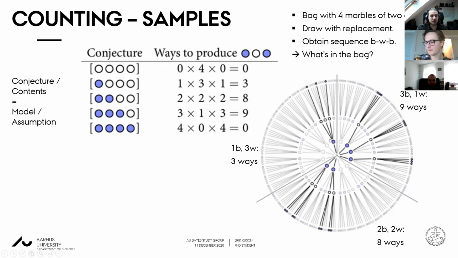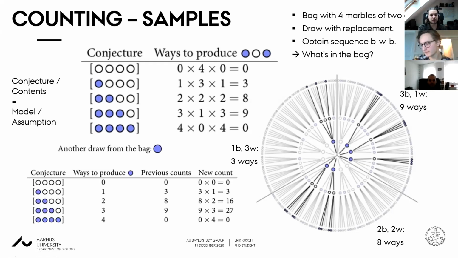Now, you can do this for everything that you have, at least in these binary settings. You can draw these different paths, but it gets very complicated very fast, so it doesn't scale very well, at least if you do the visual interpretation of it. Because now if you add another draw from the bag, so this is just 1 more blue marble, you now need to not draw all of these things again, but you can take the previous counts that you already had, 3, 8, 9, and 0 and 0 respectively for the extreme examples, which we're not interested in.